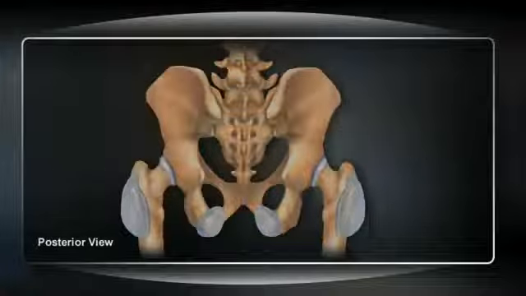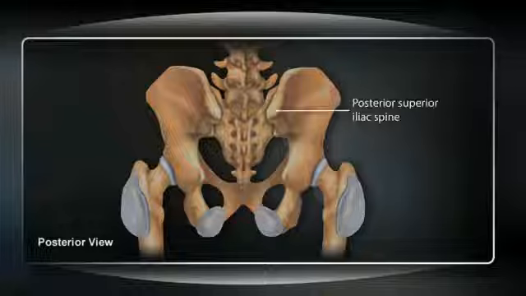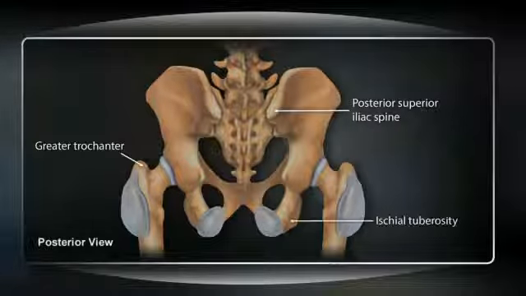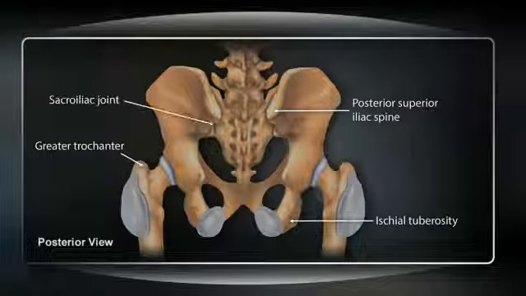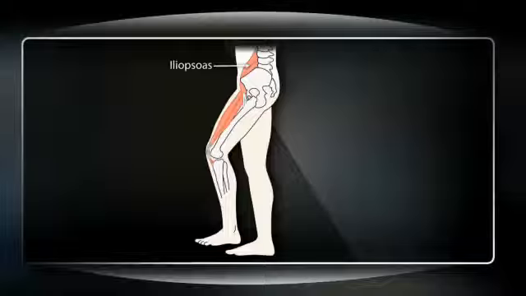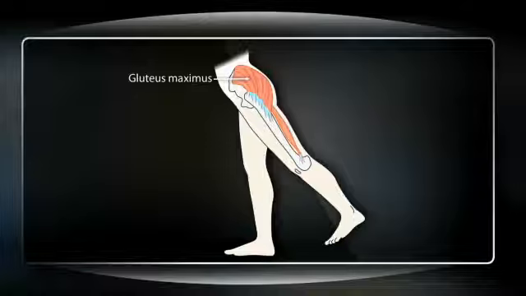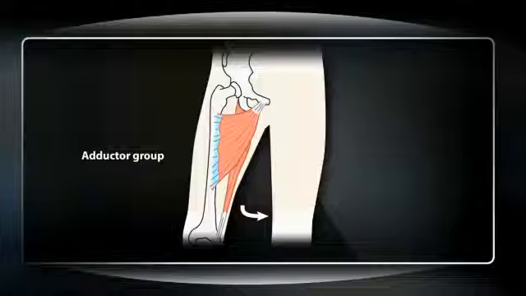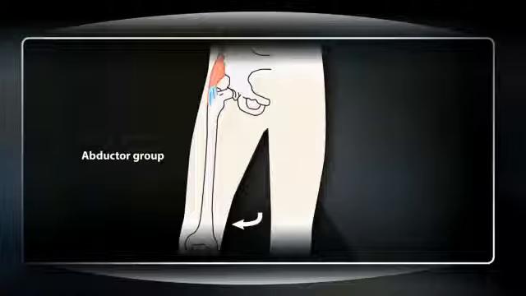On the posterior aspect of the hip, note the posterior superior iliac spine, the greater trochanter, the ischial tuberosity, and the sacroiliac joint. 4 powerful muscle groups move the hips. The flexor group, which lies anteriorly and flexes the thigh, primarily the iliopsoas. The extensor group, primarily the gluteus maximus. The adductor group, which swings the thigh toward the body, and the abductor group, which moves the thigh away from the body.